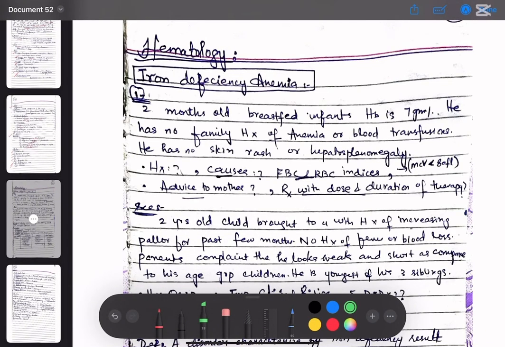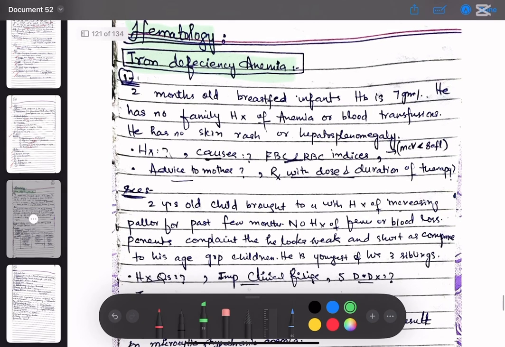So we are going to discuss hematology in this section, and we will start from our first topic, that is iron deficiency anemia. We have a scenario of a 2 month old breastfed infant and HB is 7 gram. He has no family history of anemia or blood transfusions. He has no skin rash or hepatosplenomegaly. So what are the history questions, the causes, the FBC and RBC indices, the advice to the mother and the treatment with dose and duration of the therapy?